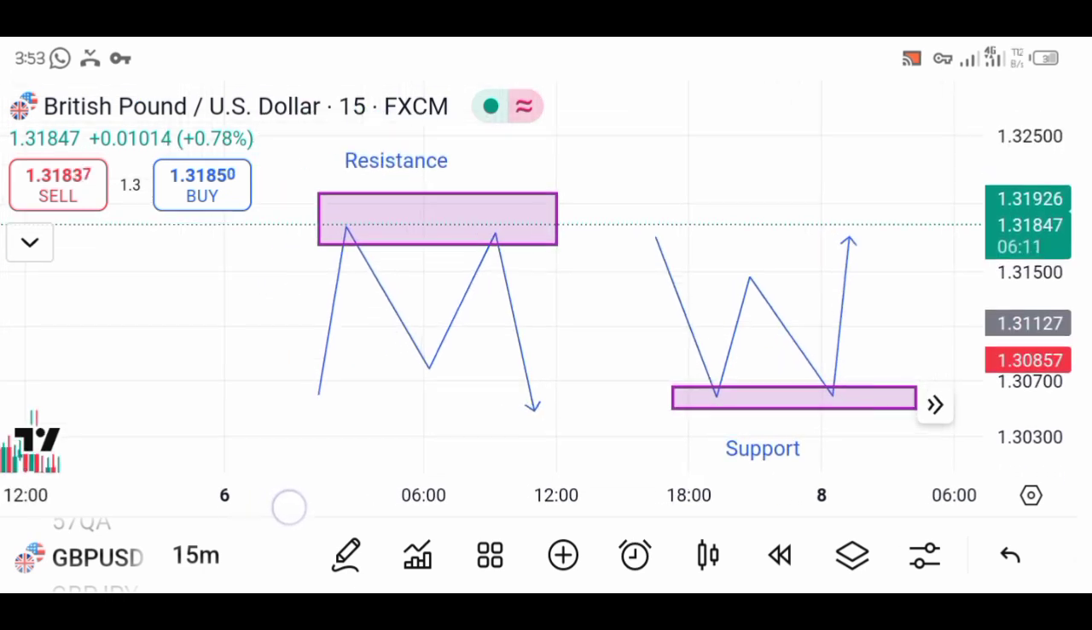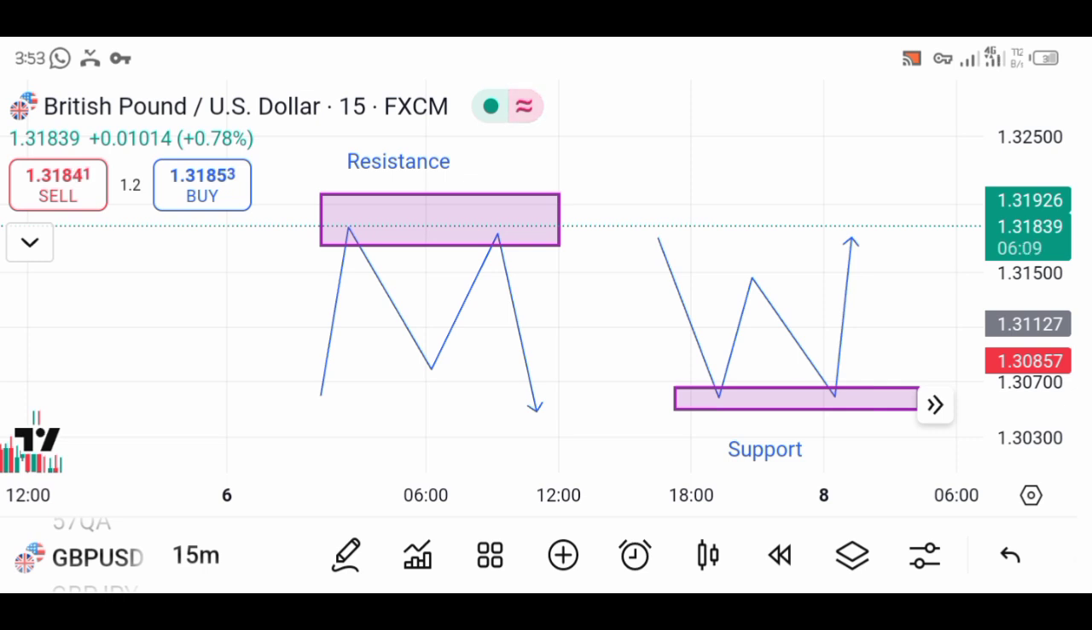So now, support and resistance. Just look at this. Take resistance like the roof of your house. That is the top. Let's say you want to jump. The roof will stop you from passing. You bounce back. That roof will stop you. Just take it like that. We're just using this for example.